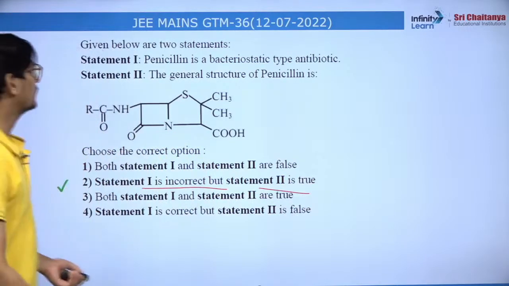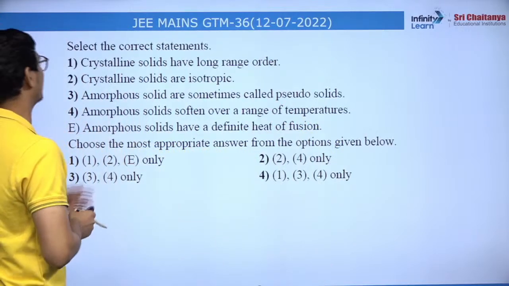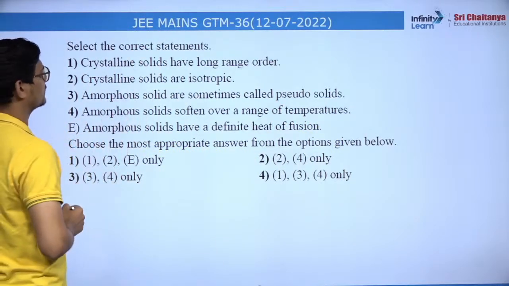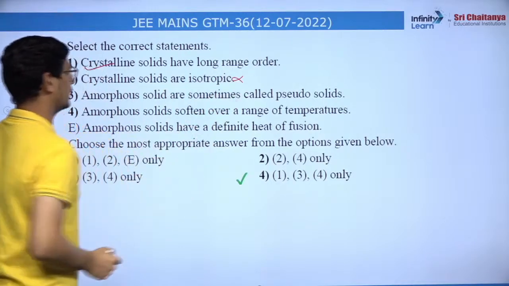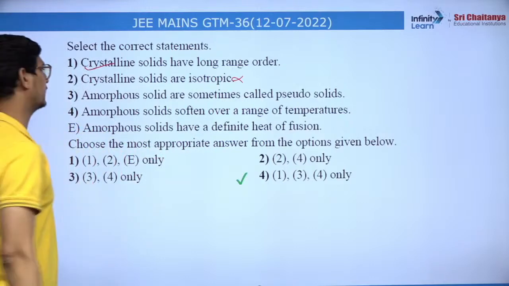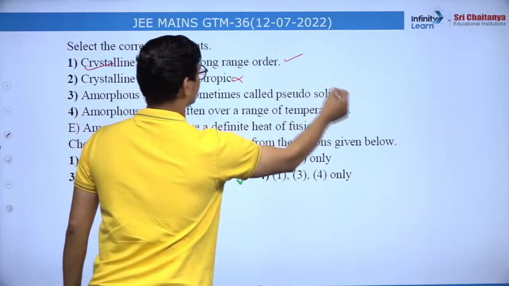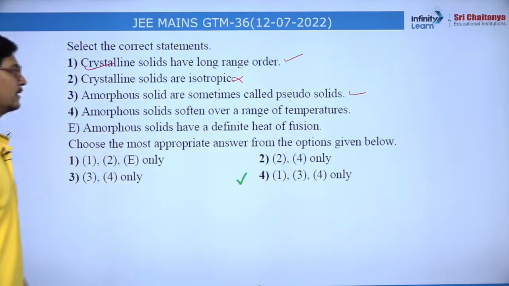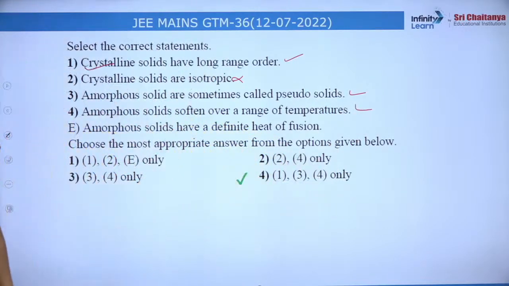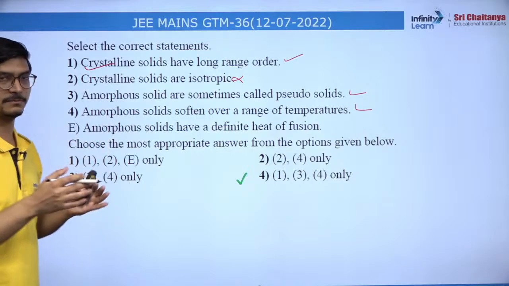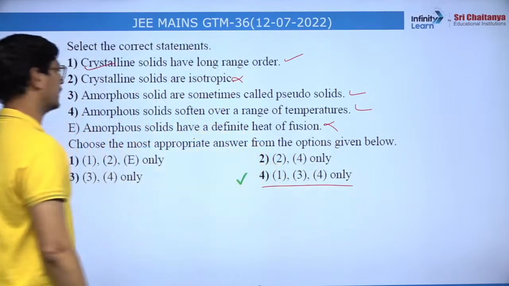All right. In this question, it's a very simple question from the crystalline solid state. Select the correct statement. Crystalline solids have long range order. Yes, that is correct. They are anisotropic, right? Because of different arrangements of particles in different directions. Amorphous solids are sometimes called pseudo solids. Yes, that is true. Amorphous solids soften over a range of temperature. Yes, that is also true. Amorphous solids have a definite heat of fusion? No, because they soften over a range of temperature, they do not have a definite heat of fusion. So this is incorrect. So the correct statement is 1, 3 and 4.